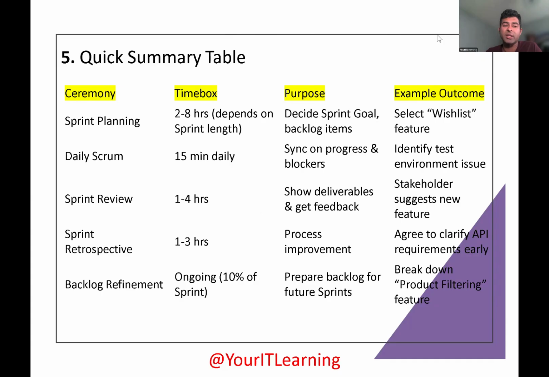Stakeholders suggest new features. Sprint retro is actually your team review. It's 1 to 3 hours, for process improvement, for example, agreeing to clarify API requirements early. So maybe in the last sprint the API requirements were not clear and we didn't discuss them in more detail, and we had some questions. So now we are agreeing that we should clarify all new requirements as early as possible. In this case it's an API requirement, but it can be a different requirement next time.